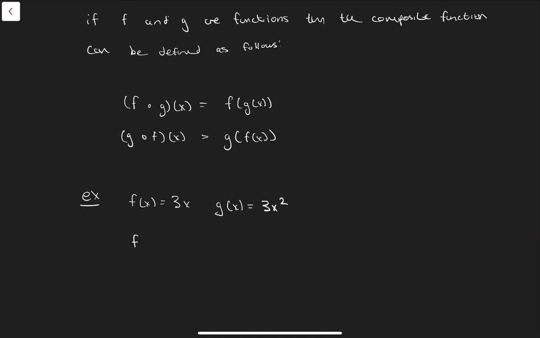Then we can say that f of g of x is equivalent to, we'd have 3, and then you plug g of x back into f of x, so you'd have 3x, and that x is actually 3x squared. So you can see that we plugged in this value into this x. Initially we had this 3x right here, but we plugged in g of x where x would be. So that's the composition function.